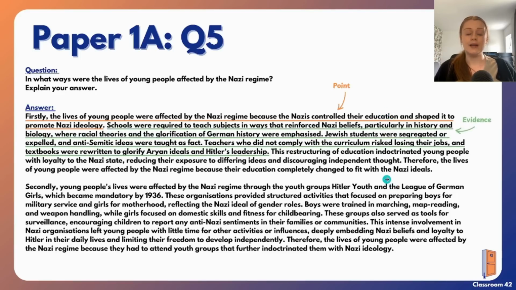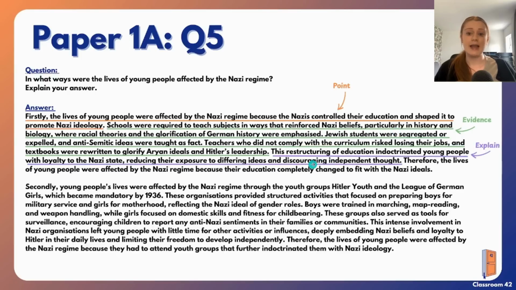Then we want to bring in our historical evidence, so bringing in lots of context to education in the Nazi regime. We're talking about how schools were required to teach subjects in certain ways, particularly in history and biology. We're talking about racial theories, how Jewish students were segregated or expelled and anti-Semitic ideas were taught, and the fact that teachers who did not comply with the curriculum risked losing their jobs.